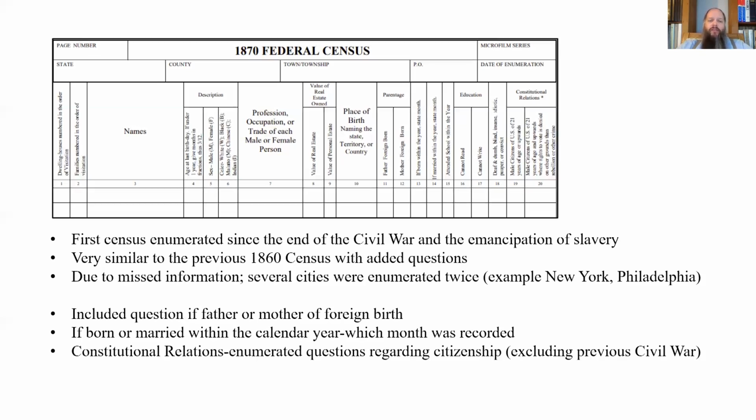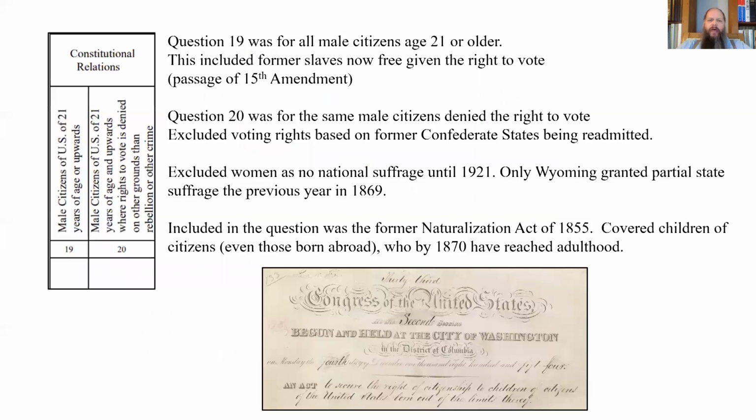If you were born and married within the calendar year, this time it asked which month that had occurred, where prior to that, it was just a checked box. Now we get more information. But I really want to focus in on the last question, the constitutional relations question. There are actually 2 questions as part of this. And I want to break into that a little deeper and try to give you some explanation.